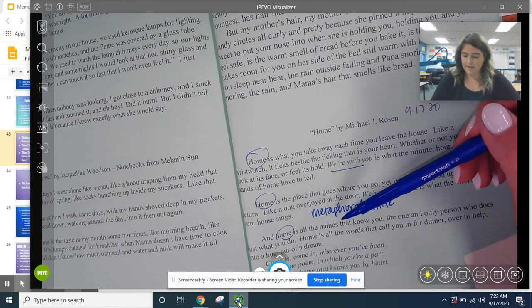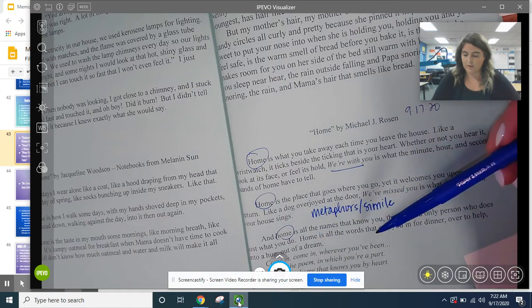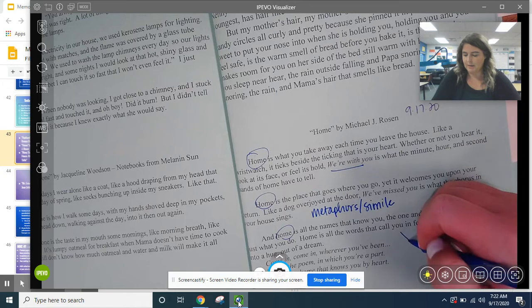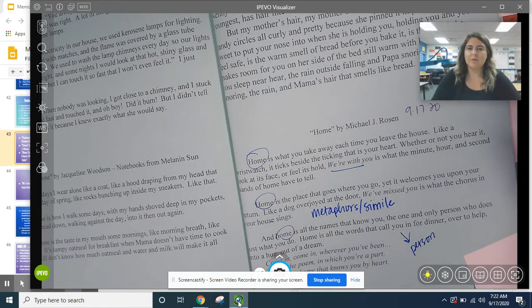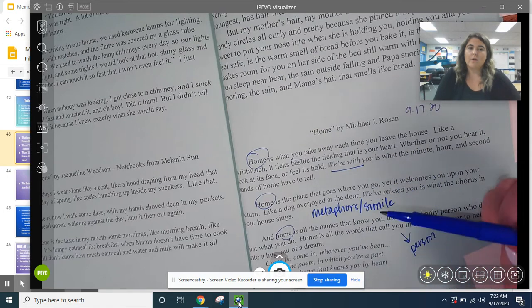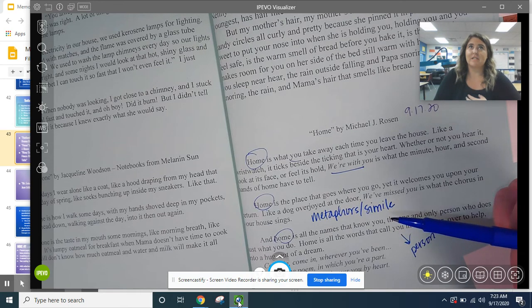And home is all the names that you know, the one and only person who does just what you do. Home is all the words that call you in for dinner, over to help, into hug, and out of a dream. He's talking about a person here, right? That home isn't just a home, right? So we're supposed to take from this that a home is not necessarily a building, right? Home is what you take away each time you leave the house. So your house is not your home. It's that feeling that you get about what happens in that house, or that feeling of safety, right?